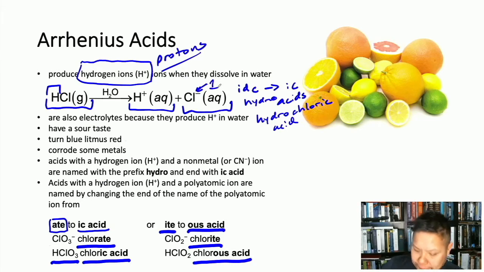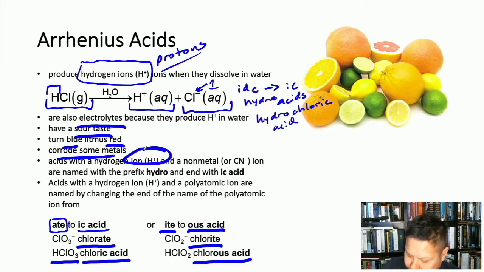Make sense? Also, when these dissolve in the water, they become charged ions, so they are electrolytes. They're sour to the taste, like lemons and limes. They turn blue litmus paper red, and they also corrode some metals. And we've already talked about how they donate ions, like hydrogen protons, H plus ions, into solution. And we've already talked about the naming. So that's basically what the Arrhenius acid-base theory is about.